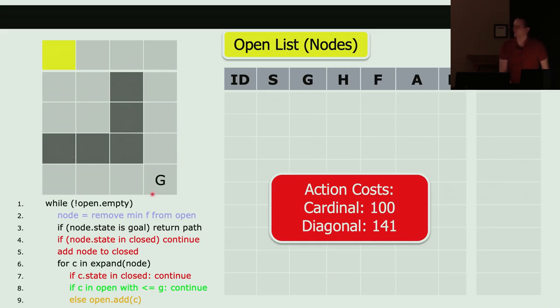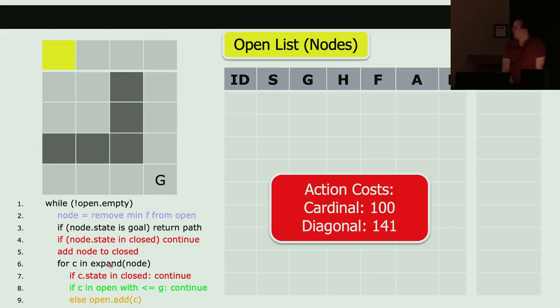And our goal is to get to G down here. And we have octile movement. Down here, I have a shorthand version of the A star search algorithm. While the open list isn't empty, we choose the minimum f value from the open list. If that is the goal, then we return the path. If it's not the goal, and the state is in the closed list, then we don't need to continue with this one. If it's not in the closed list, then we add it to the closed list.